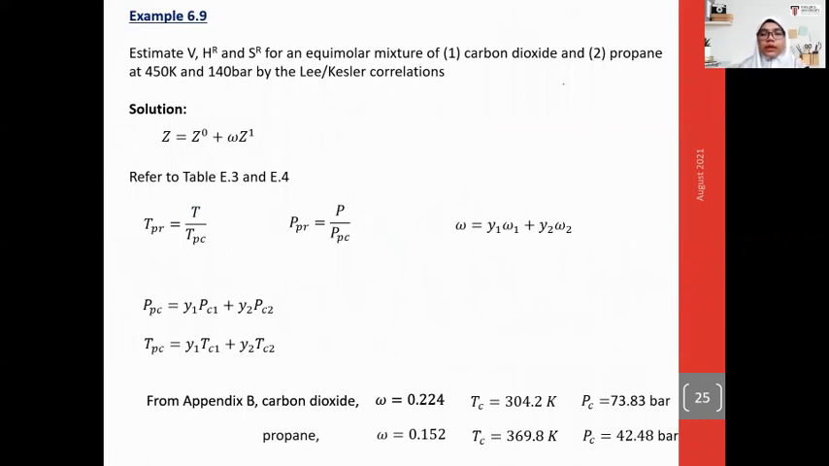Okay, for the next problem, estimate the molar volume, the residual enthalpy and the entropy for an equimolar mixture. The first compound is carbon dioxide and the second compound is propane. The temperature and pressure are given.